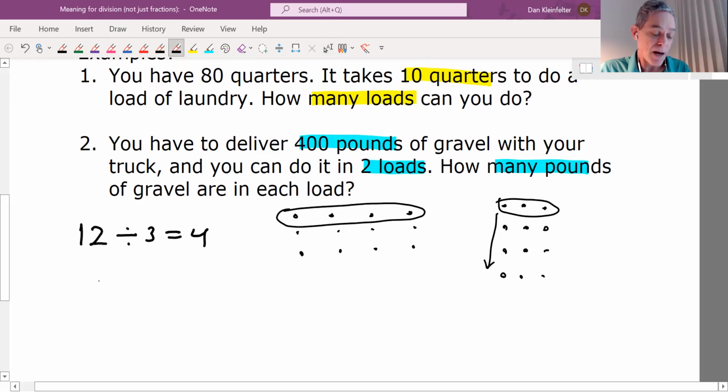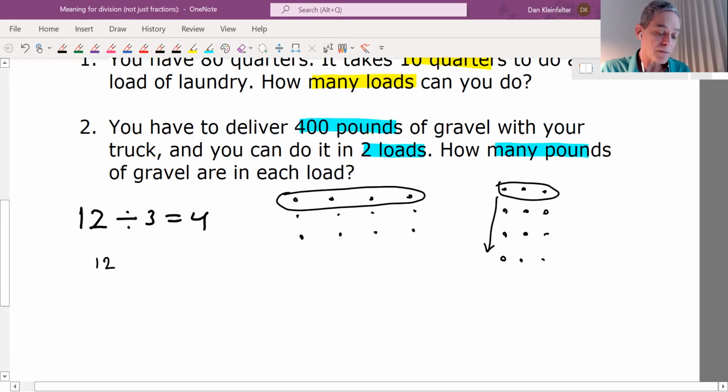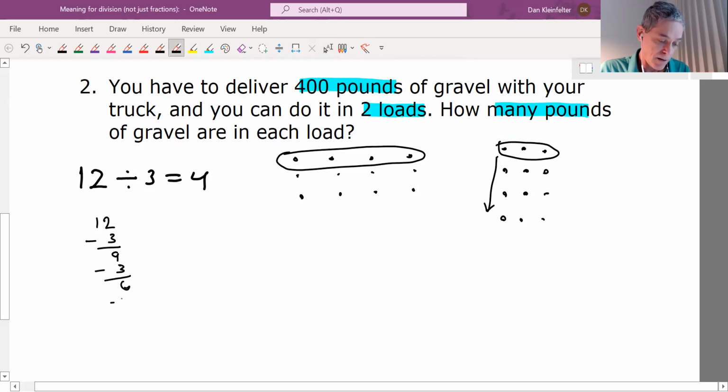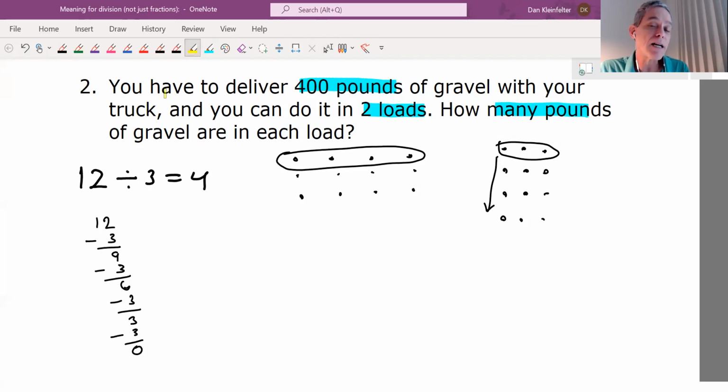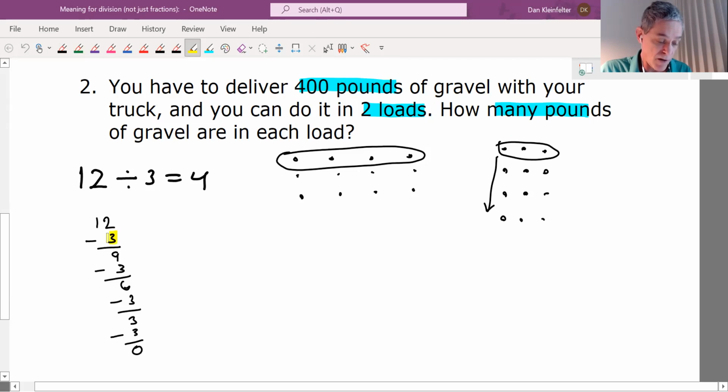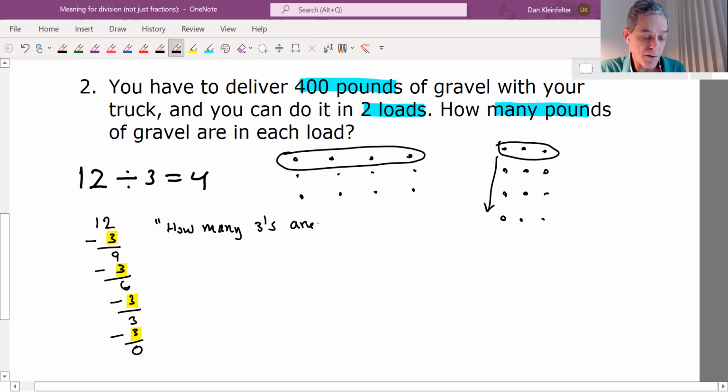Another way to think about it is if we take 12 and we subtract 3 from it: 12 minus 3 is 9, 9 minus 3 is 6, 6 minus 3 is 3, and 3 minus 3 is 0. How many times was I able to subtract 3 from 12? There's 1, 2, 3, 4 times I was able to subtract 3 from 12. So it answers the question, how many 3s are in 12? And the answer there is 4. There are 4 3s in 12.